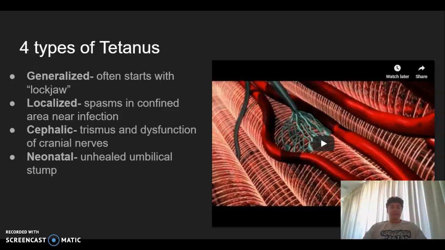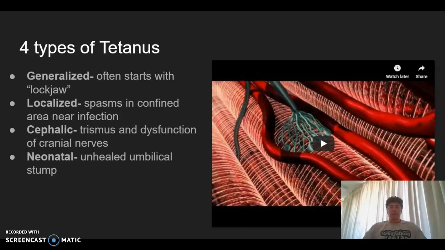About 15% of cases of tetanus are localized, but only 1% are fatal. It can happen to someone who's partially immune and can eventually progress to generalized, where it then becomes more dangerous. Cephalic tetanus is a type of localized tetanus in the cephalic region.